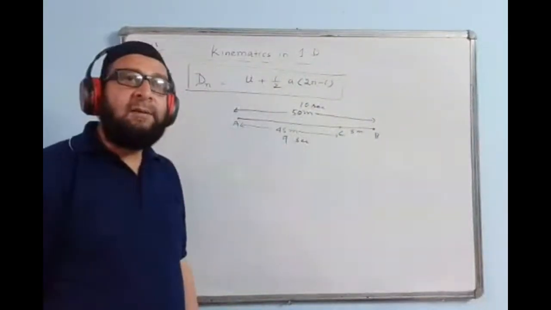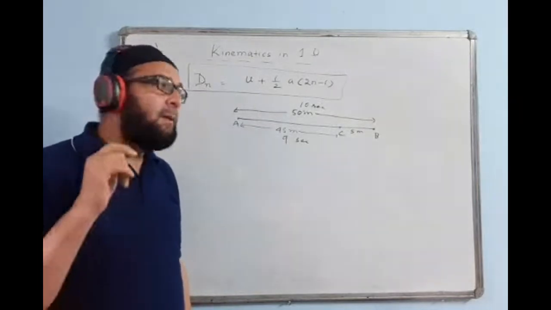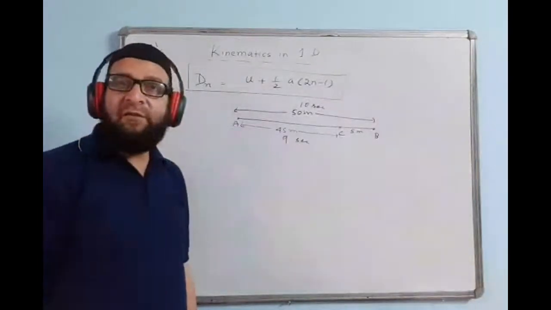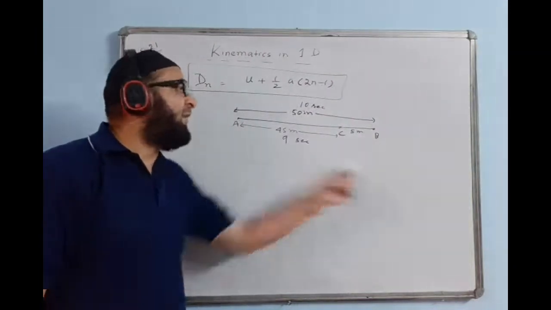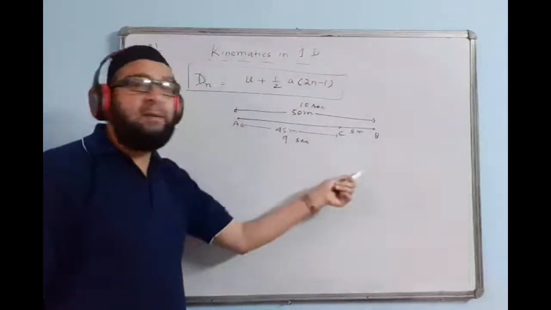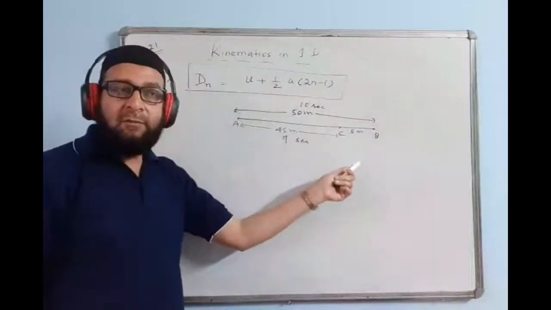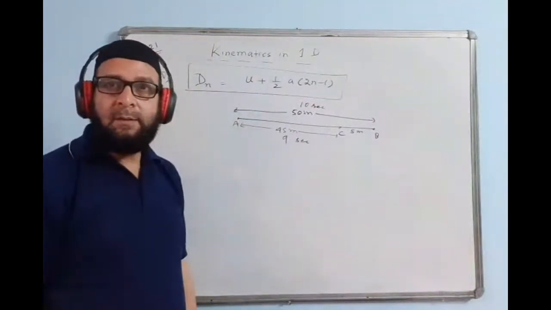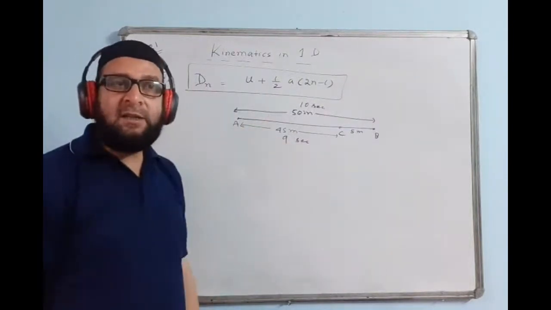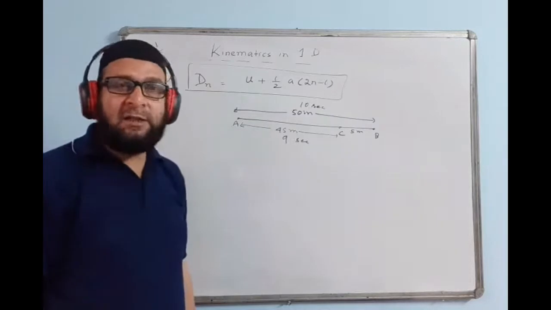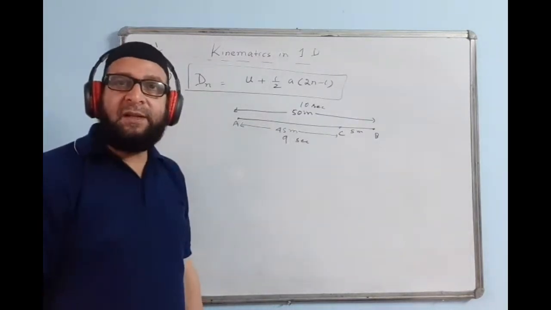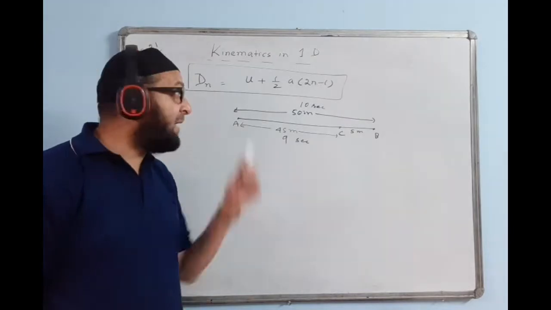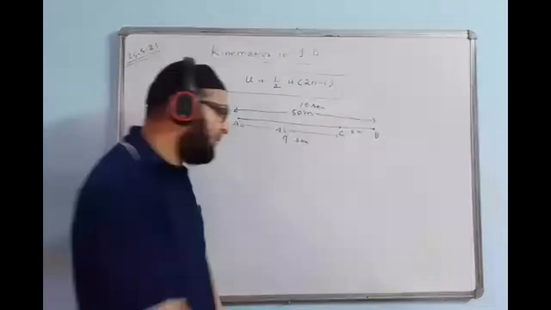If I say find the distance covered by the body in the 50th second of the time, how will you do it? Distance moved by the body in 50 seconds minus distance moved by the body in 49 seconds. One less than the given time. Full distance covered in 50 seconds and full distance covered in 49 seconds. When you subtract the two distances, you will get the distance covered by the body in the 50th second of the time. That idea only we use over here for the derivation of this.